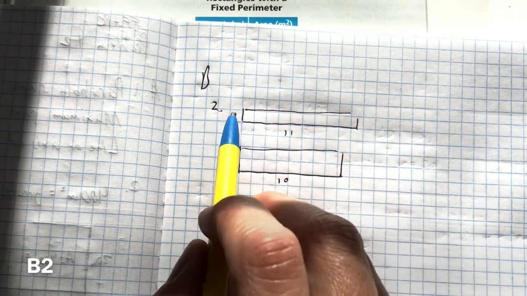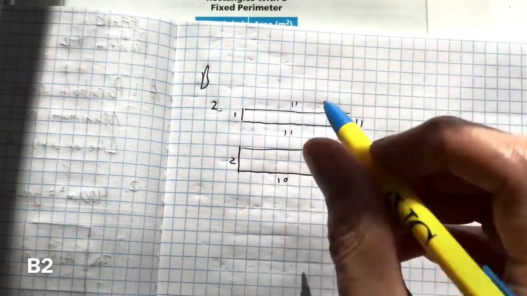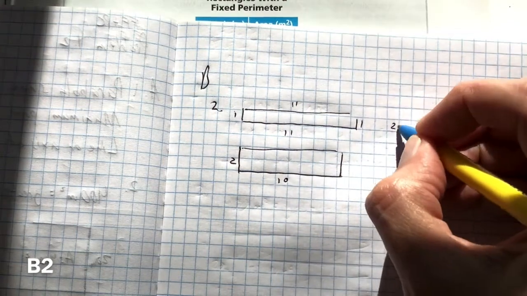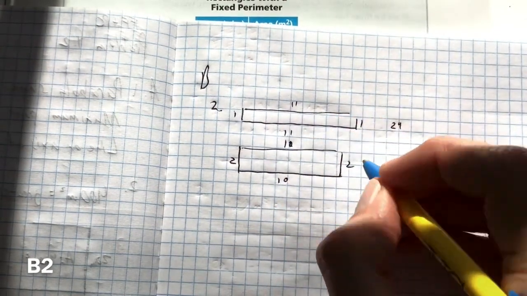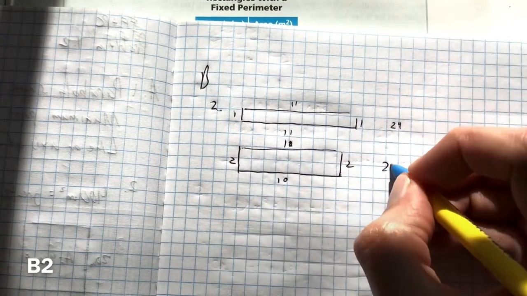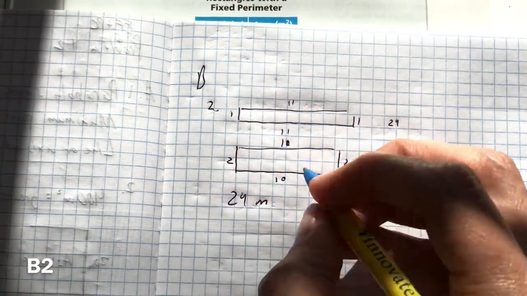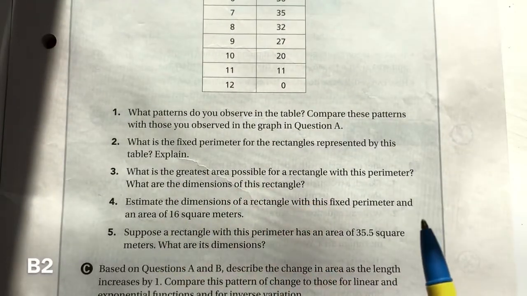So that means that this perimeter is going to be 1, 1, and 11, 11. So that's 1 plus 1 is 2, 11 plus 11 is 22, so that's going to be 24. Same thing here, it's going to be a 10, 10 and a 2, 2. This is 20, 24, so the fixed perimeter is going to be 24 meters. And we explain that by how we found it out.